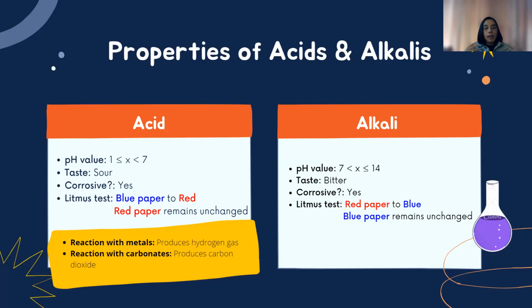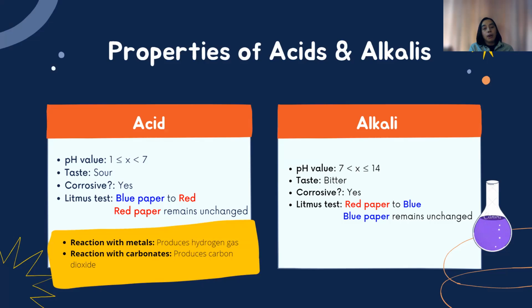And next will be the corrosiveness. Both acids and alkali are corrosive, and the level of the strength of corrosiveness depends on the strength of the acid or alkali. And next, we can identify them by the litmus paper, the litmus test.